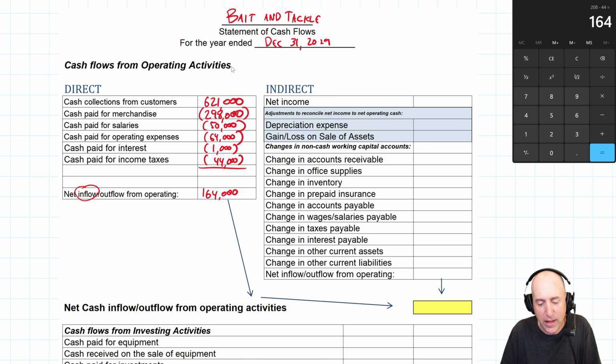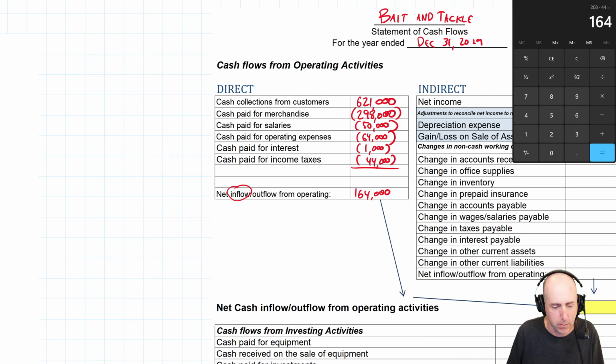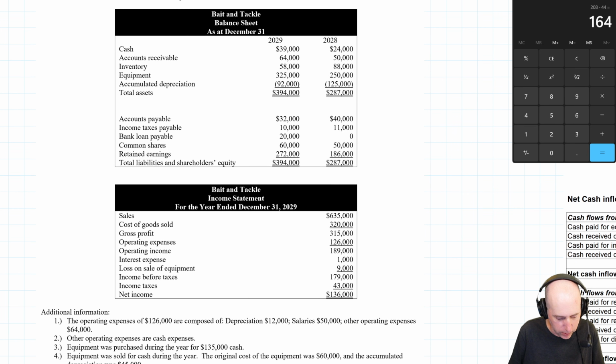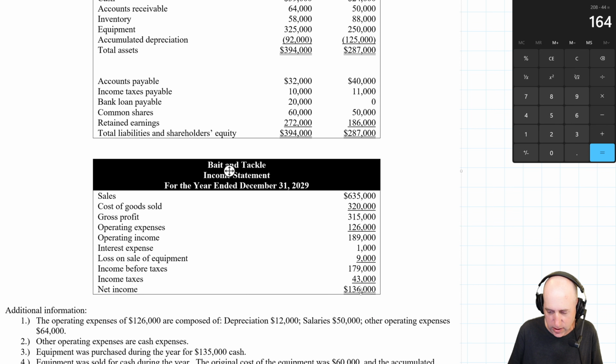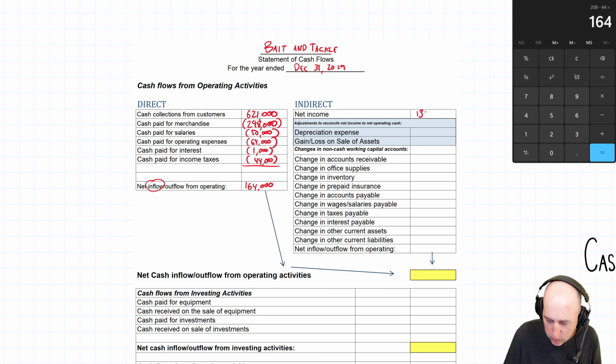So the indirect method operating section, very straightforward. You start with net income. You got to remember these two items, and then it's all just current assets and current liabilities. So we'll look at this as we go. So start with net income. We start with net income and we work backwards from there. You can see net income is 136. Let's put that in at the top of our table, 136.